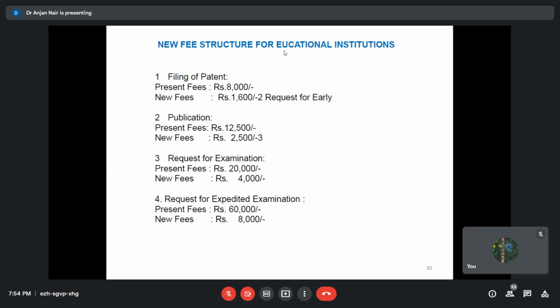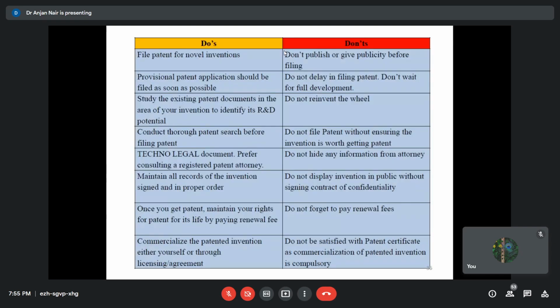Okay, so the do's and don'ts. Immediately file once you have a novel invention. Do not publish or give publicity before filing. Do not delay filing. Do not reinvent the wheel. Do not file a patent without ensuring that the invention is worth getting a patent. Do not hide any invention information from your attorney. Do not display the invention in public. Do not forget to pay renewal fees, that is if you want to have the rights on it. Do not be satisfied with just the patent certificate.